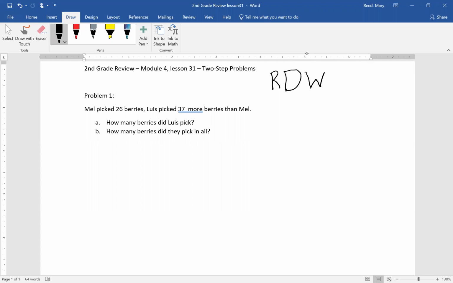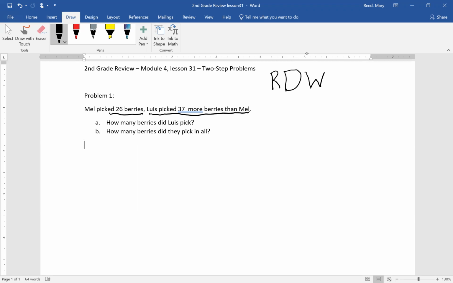Mel picked 26 blueberries. I'm picturing Mel, and she just picked 26 blueberries. Lewis picked 37 more blueberries than Mel. So what do I know there? Lewis didn't pick 37 blueberries. He picked 37 more blueberries than Mel. A, how many berries did Lewis pick? And B, how many berries did they pick in all? So this is a two-step problem where they actually gave you the two questions that you have to find in order to get your final answer.